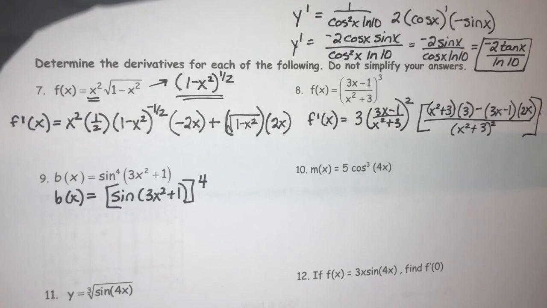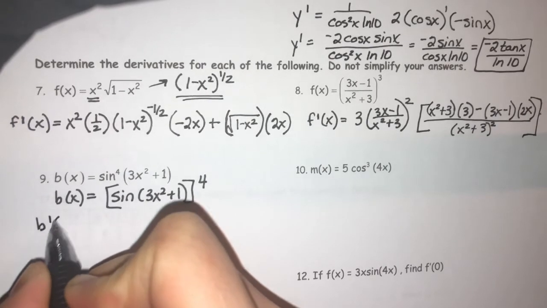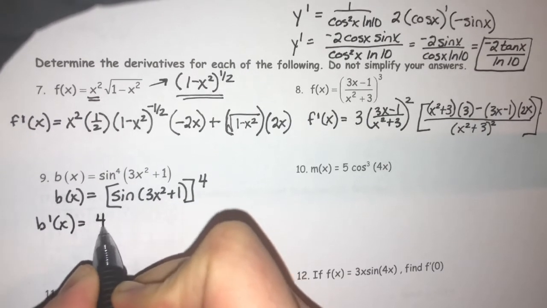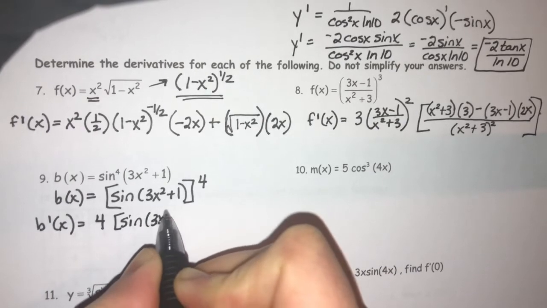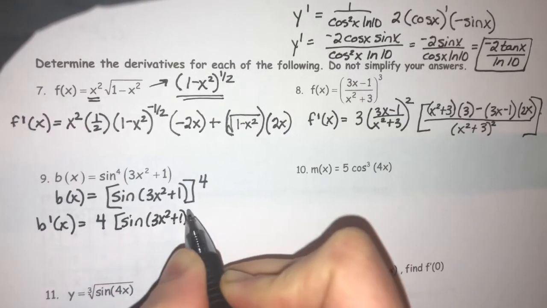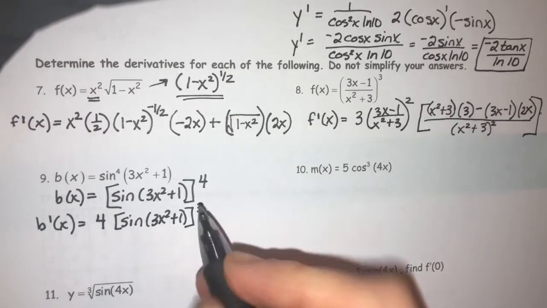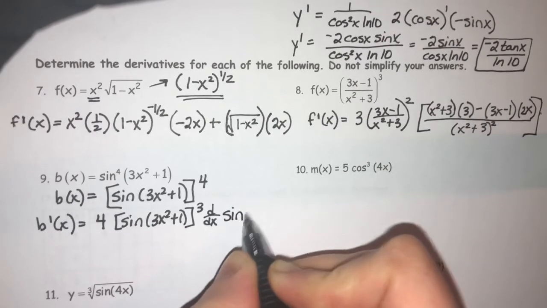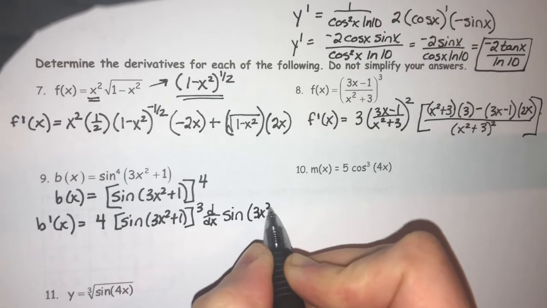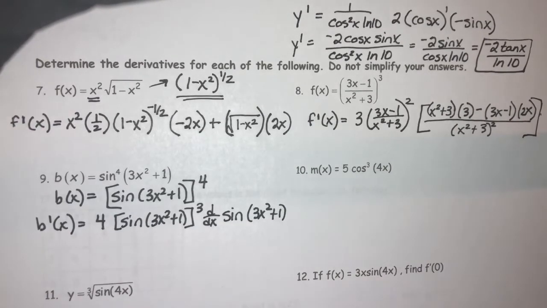So we're going to bring the 4 down. B prime of x is equal to 4. We're going to copy the inside function, subtract 1 from the power, so that's a 3, and then we're going to multiply by the derivative of the inside function. And why did I do that? Because this is a composition of functions here, and I have to use the chain rule as well.